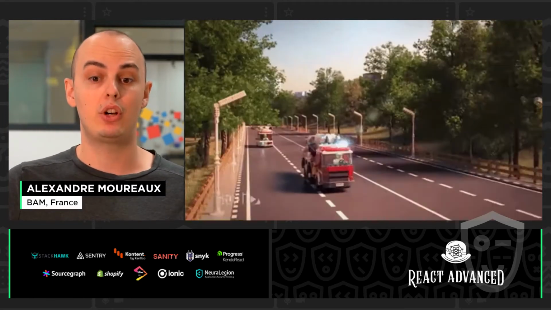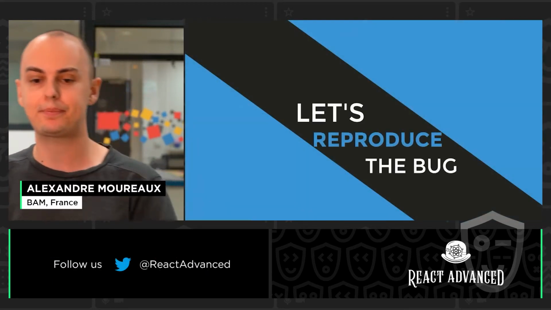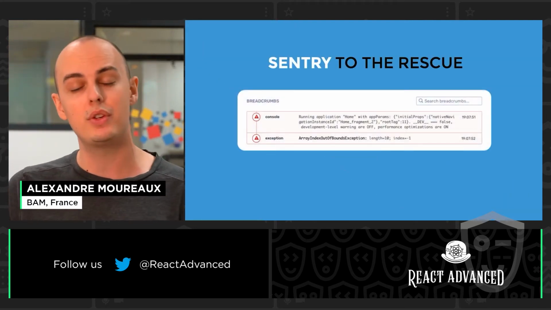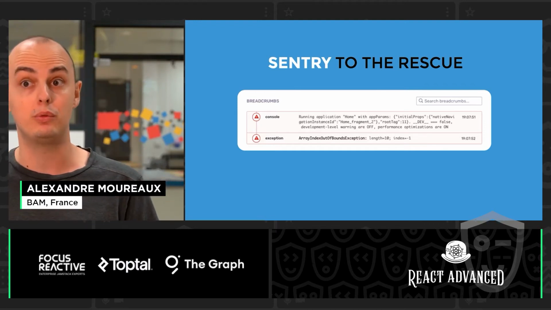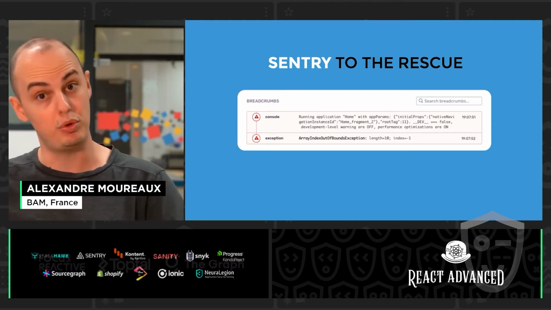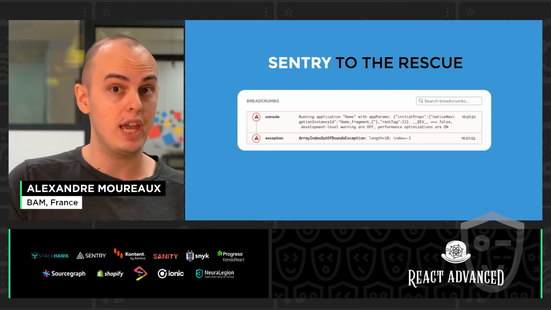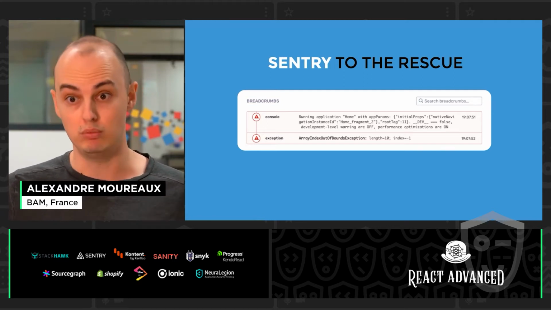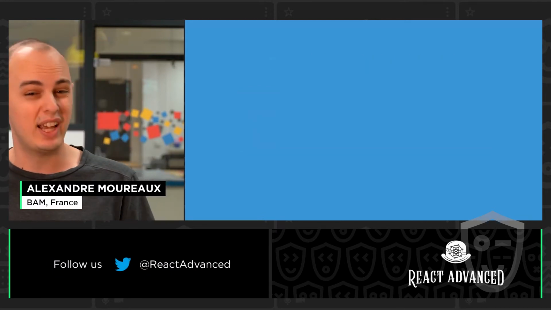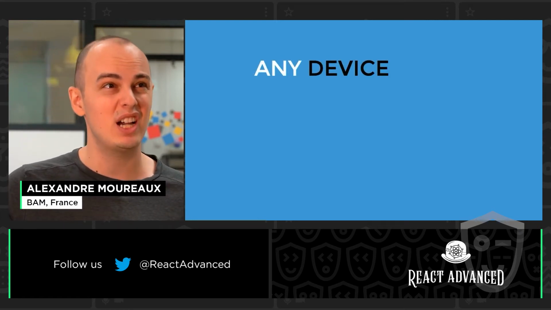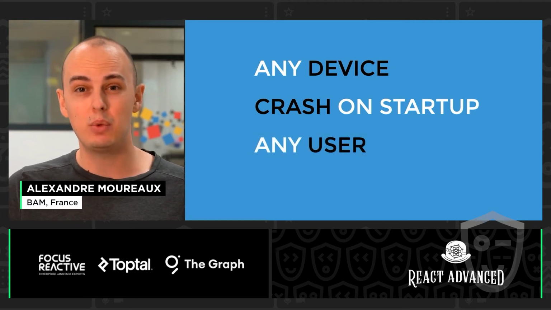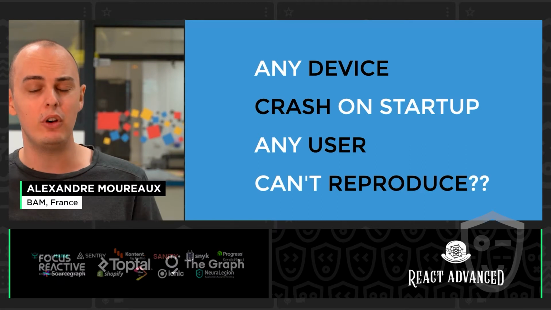So let's start by trying to reproduce the crash, right? Fortunately, we configured Sentry, our crash reporting tool, to tell us what the user was doing before triggering the crash. Here we see that the user is opening the app, starting the first screen of the app, which is called Home, and boom, it crashes instantly. So basically, it affects any device, it crashes on startup, it affects any user, and we can't reproduce it? We've never seen it before. How is that even possible?